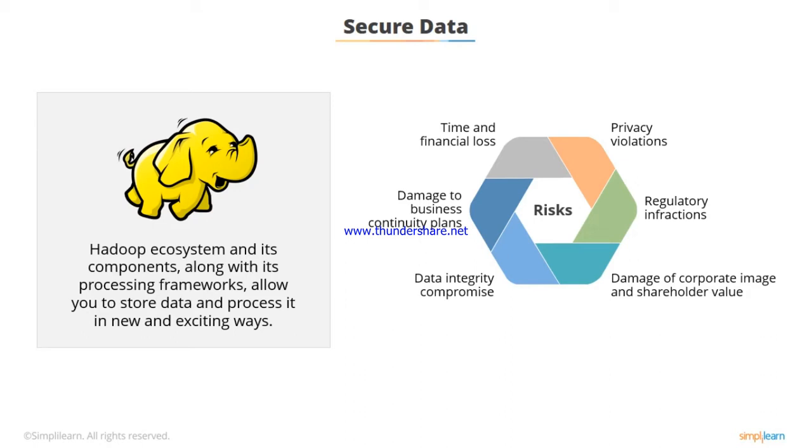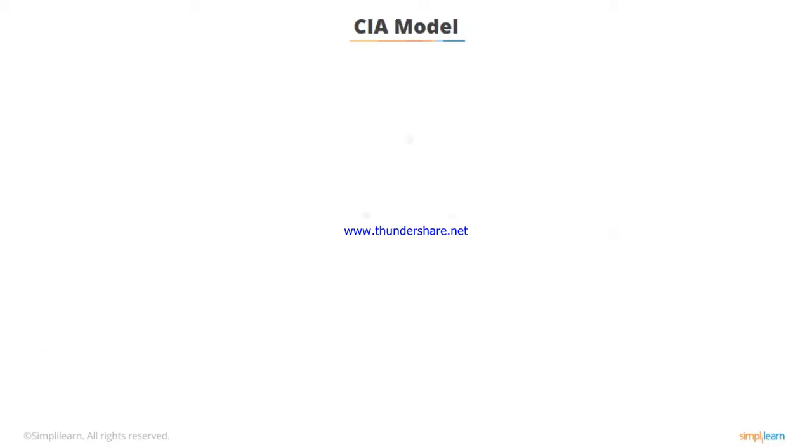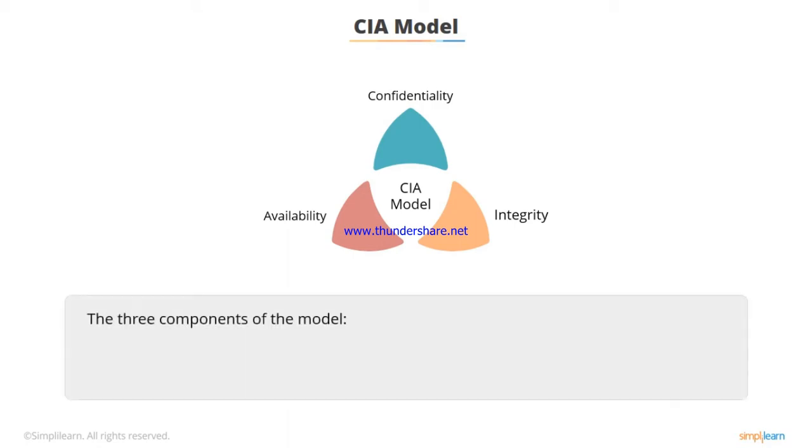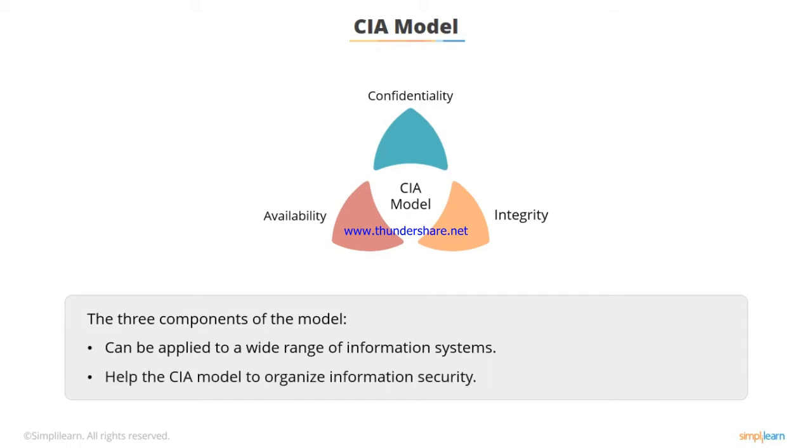Let's understand in detail the different ways to avoid, categorize, and assess risks and secure data. One of the main information security models is the CIA model. It stands for Confidentiality, Integrity, and Availability. These are also the three components of the model. The three components of the model can be applied to a wide range of information systems. They help the CIA model to organize information security.